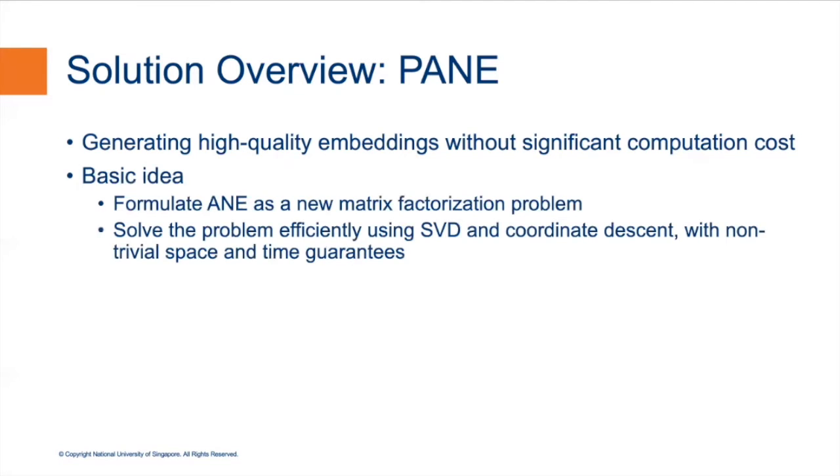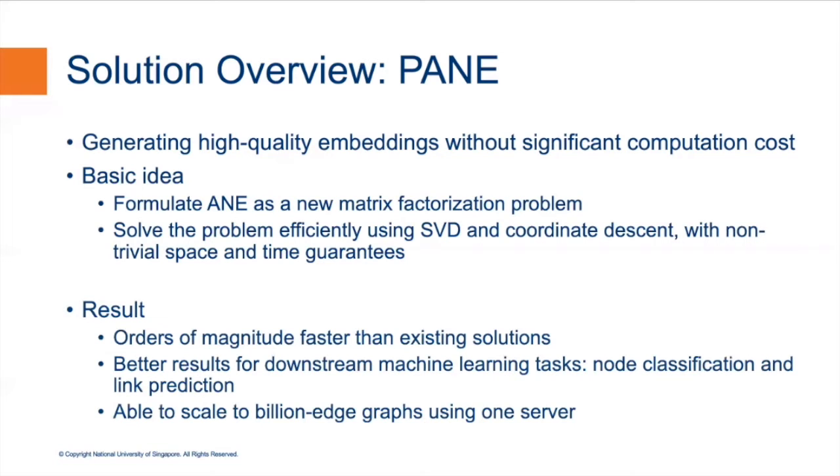Our solution is based on the following idea. First, we formulate attributed network embedding as a new matrix factorization problem. Second, we solve the problem efficiently using SVD and coordinate descent with non-trivial space and time guarantees. Our experiments demonstrate that PANE is orders of magnitude faster than existing solutions, while achieving better results for node classification and link prediction. In addition, PANE is also able to handle billion-edge graphs using a single server.